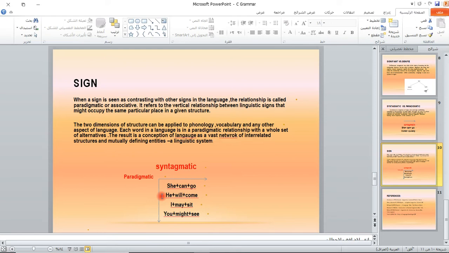When a sign is seen as contrasting with other signs in the language, the relationship is called paradigmatic or associative. It refers to the vertical relationship between linguistic signs that might occupy the same place in a given structure. The two dimensions of structure can be applied to phonology, vocabulary, and any other aspect of language. Each word in a language is in a paradigmatic relationship with a whole set of alternatives. The result is a conception of language as a vast network of interrelated structures and mutually defining entities, a linguistic system.